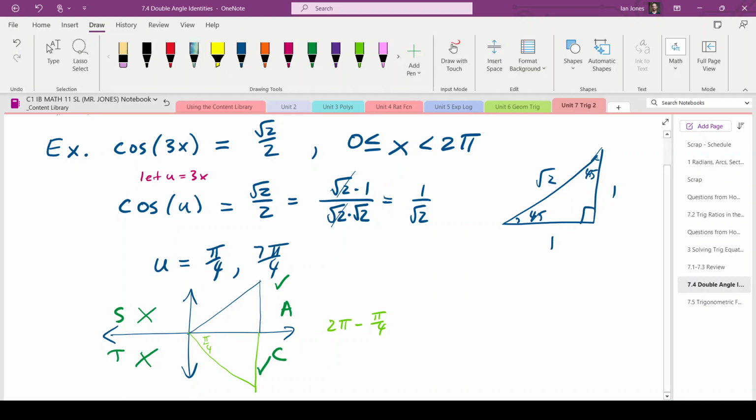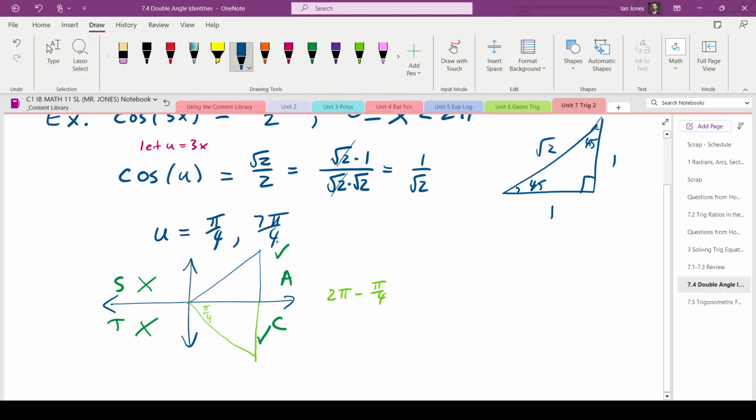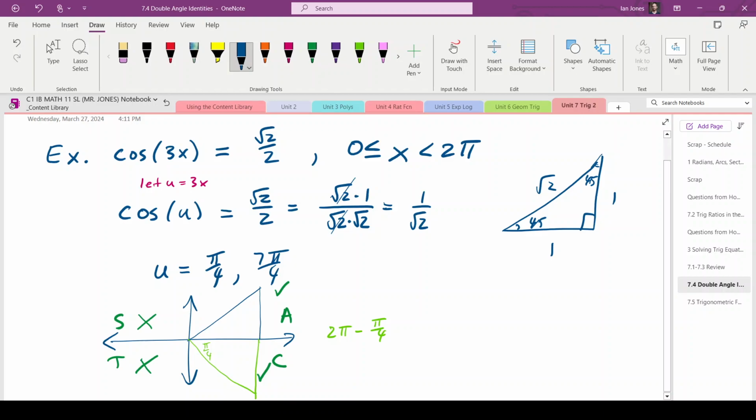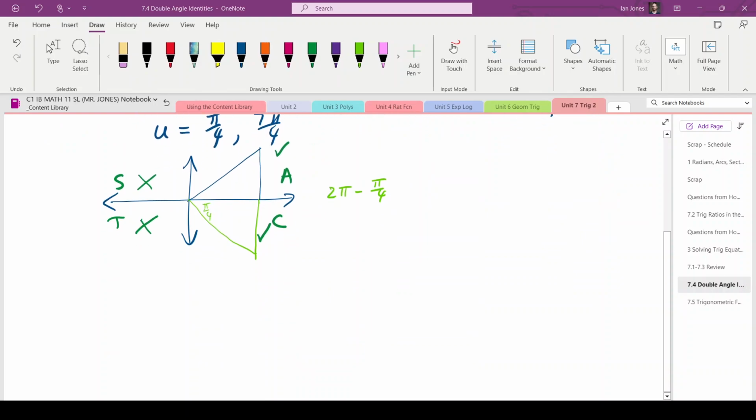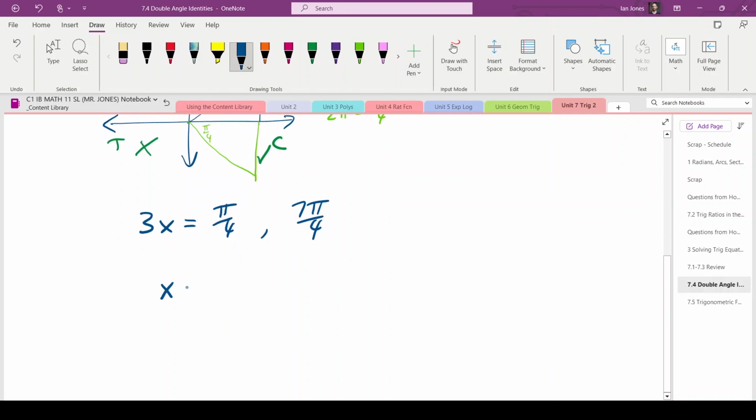Now, this is what u equals. But don't forget, we let u be a dummy variable for x. So I need to replace this u with 3x. I have 3x equals pi over 4 and 7 pi over 4. How do you solve for x? Well, you divide both sides by 3. It's okay that we have two solutions listed here. We just divide each of them by 3. So I get x equals pi over 12 and 7 pi over 12.